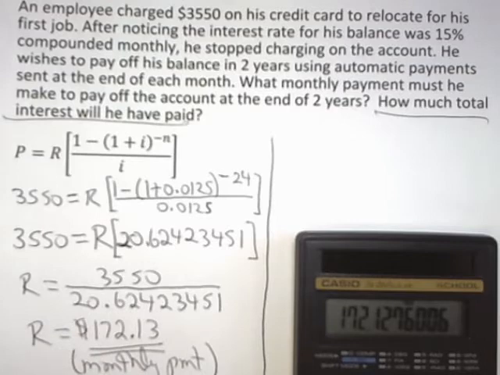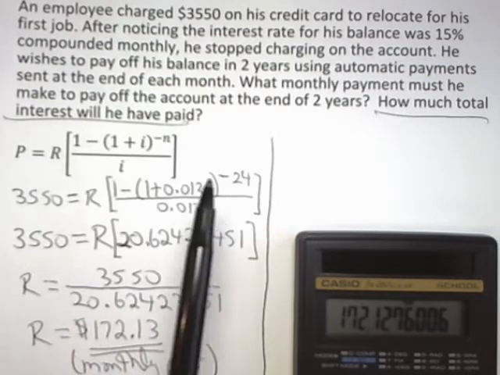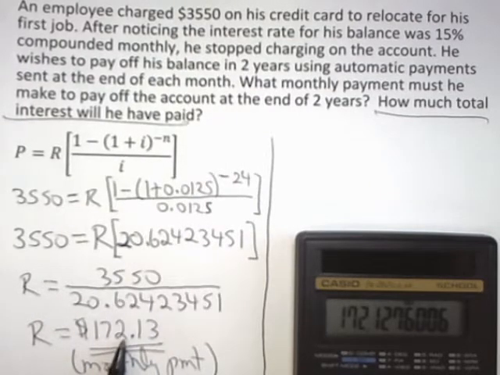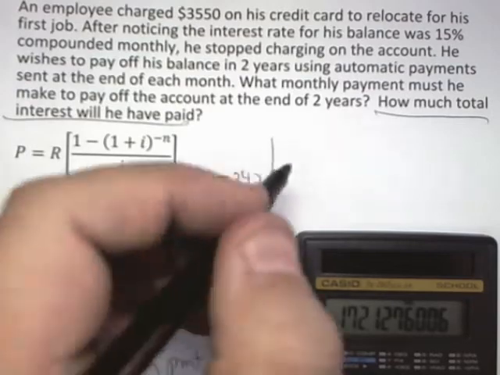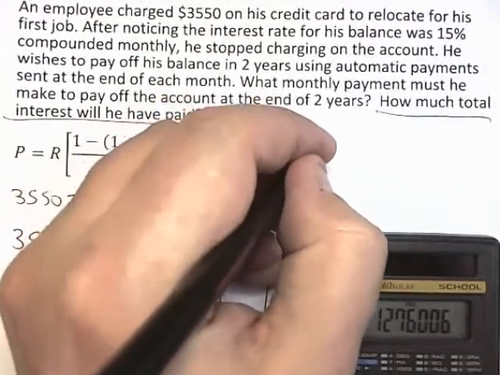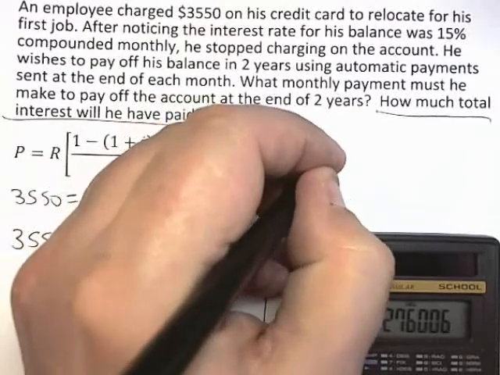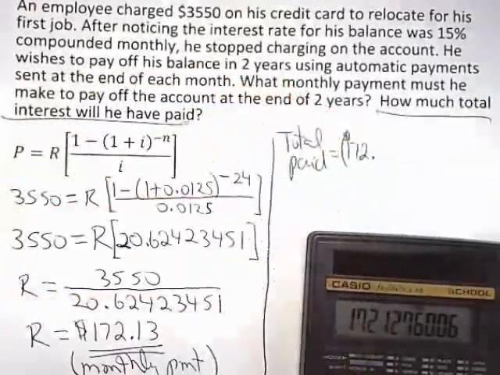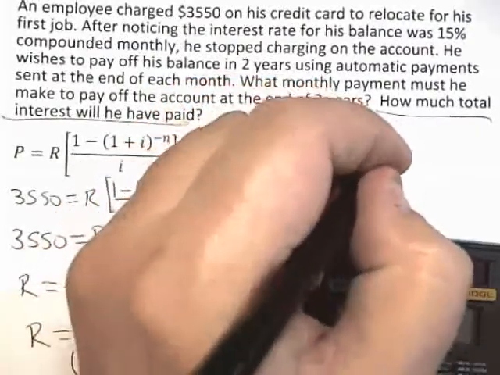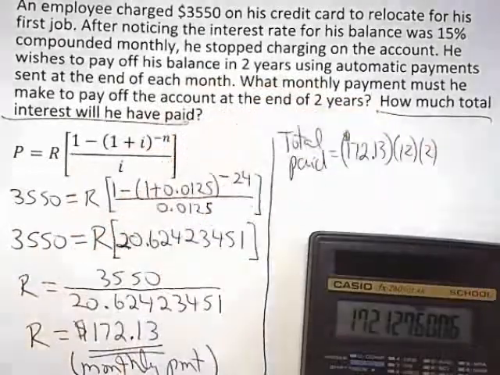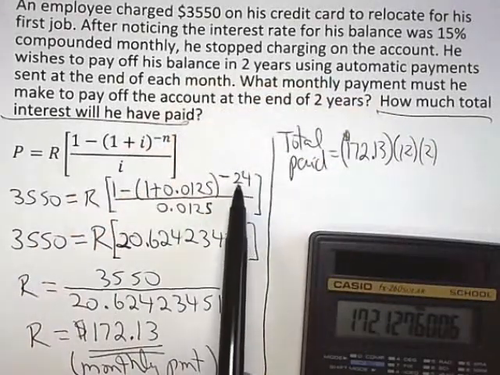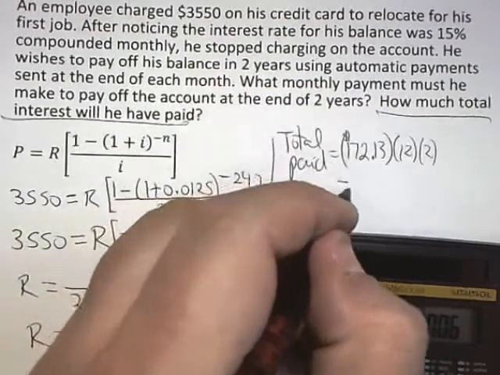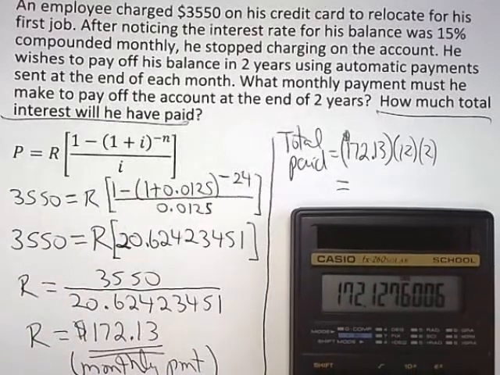So how much did this employee actually pay in to the credit card company? Well, he or she paid $172.13 per month for 2 years. So I can tell you fairly quickly that he paid $172.13 12 times a year for 2 years. In other words, he made 24 payments. If you want to be quicker about it, this number right here, 24, is going to tell you what that number gets multiplied by. But in any case, you can see now what your calculation has to be.